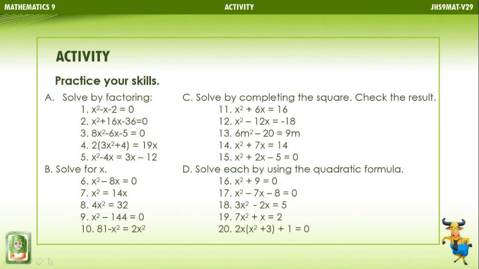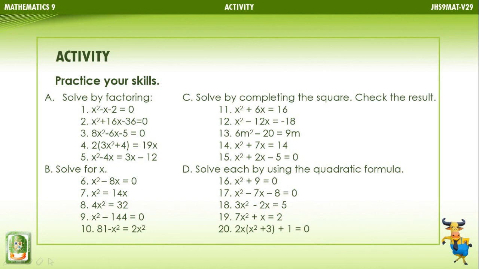Activity. Practice your skills. A. Solve by factoring. 1. x squared minus x minus 2 equals 0. 2. x squared plus 16x minus 36 equals 0. 3. 8x squared minus 6x minus 5 equals 0. 4. 2 times 3x squared plus 4 equals 19x. 5. x squared minus 4x equals 3x minus 12.